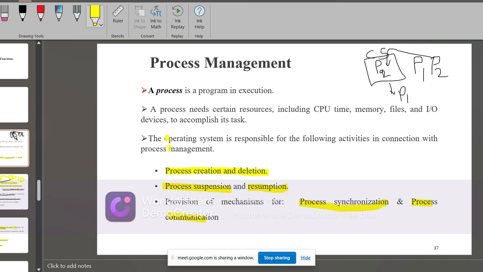So the first component is process management. A process is a program in execution. A process needs resources for execution, and these resources can be managed with the help of the operating system. Suppose we have two processes, process P1 and process P2. Suppose initially process P1 is ready for execution, so it comes into the critical section. So initially process P1 is in the critical section.